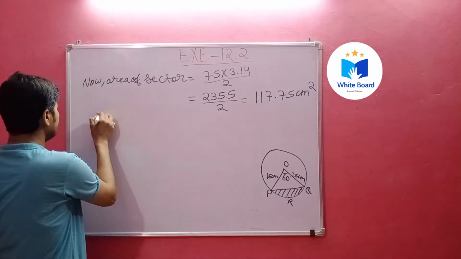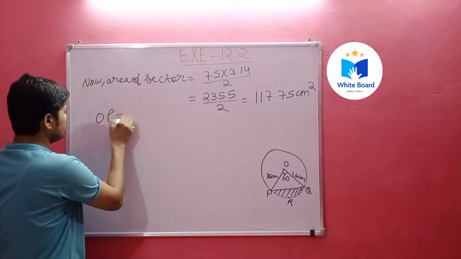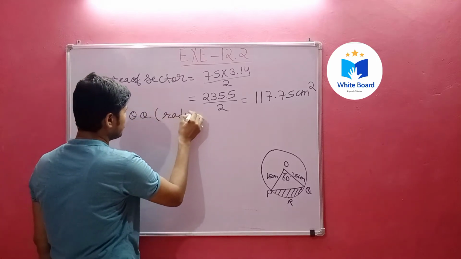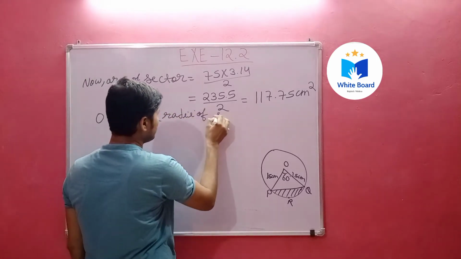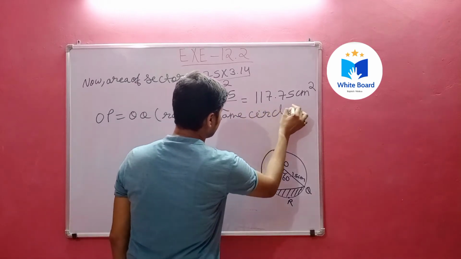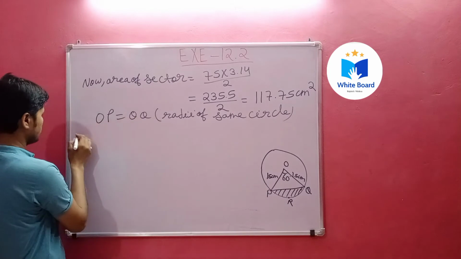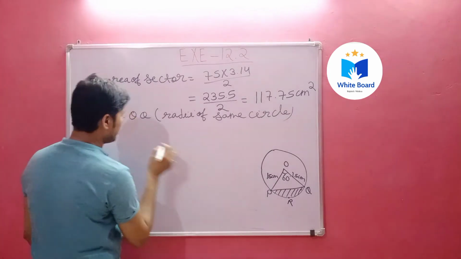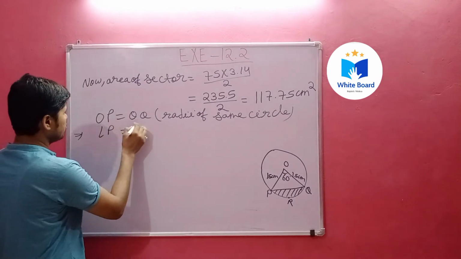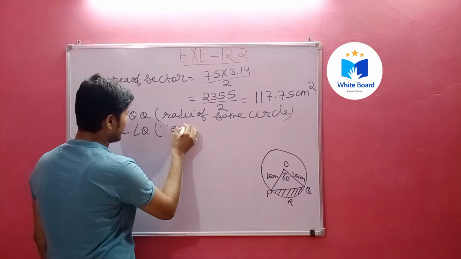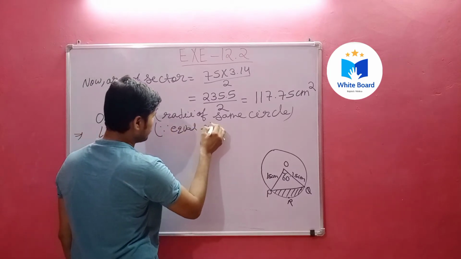Now we have one more condition given, that is OP equal to OQ, radii of the same circle. This implies angle P equal to angle Q, because equal sides have equal angles opposite to them.